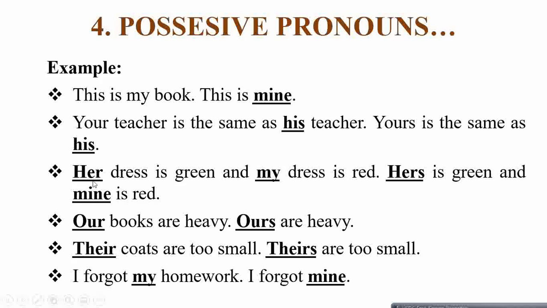Her dress is green and my dress is red. Hers is green, mine is red. तो अब आपने word dress को omit कर दिया because sentence से clear हो गया कि are you referring to a dress of someone. Our books are heavy, ours are heavy. तो जब आपने बता दिया books, आपने यहाँ पे omit कर दिया, तो आपने ours से clear कर दिया कि आप यहाँ पे book के बारे में refer कर रहे हैं.